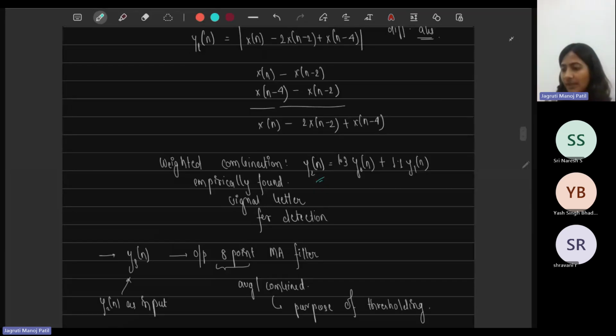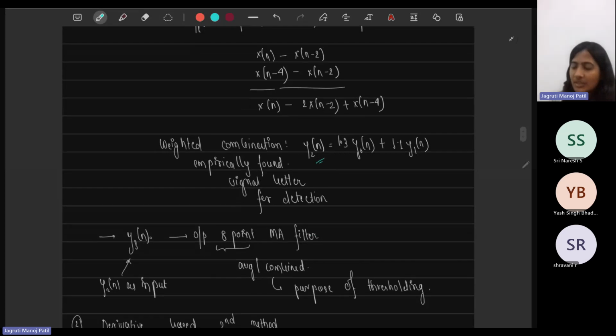So they gave this y2. Now there's this third equation, that is y3, that is the third derivative, so one derivative of y2 of n. So what we do over here is that we take y2 of n as an input, and then we take an output.